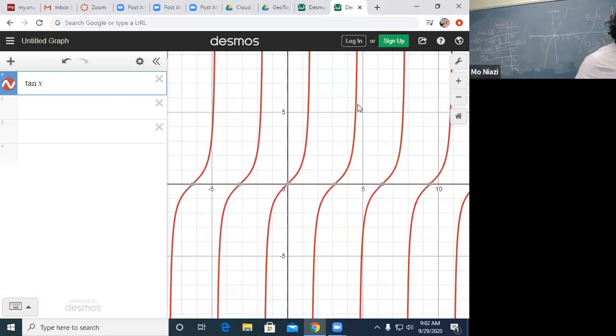So, now we know what tangent looks like and why tangent looks the way it does. What is the period? Yes. Because the distance between the asymptotes is pi, and that's when the values repeat. So yes, the period is pi. Okay. What is the range?